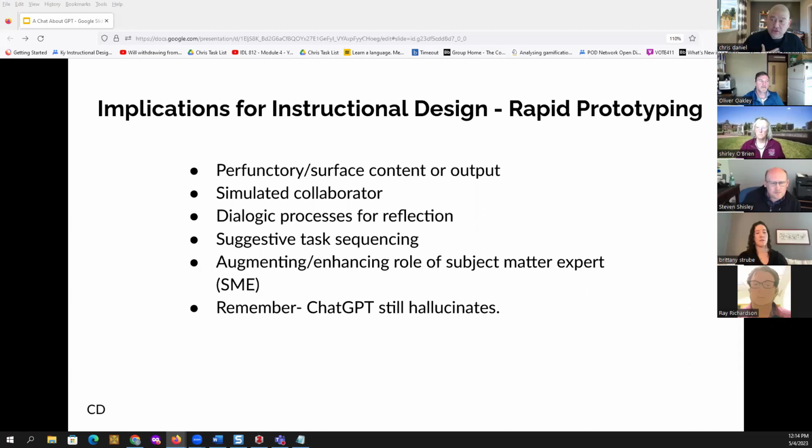It could also suggest certain sequences for tasks or content knowledge. Sometimes sequence is very important when we're learning. Most of the time it is, actually. How to augment and enhance the role of the subject matter expert, or SME. And remember, we still hallucinate. So I'm going to show you what I did as an example for all these things.